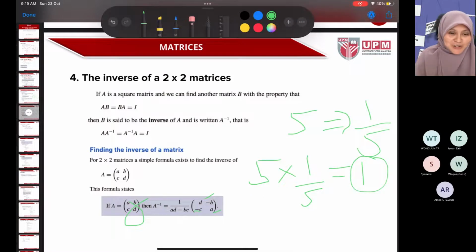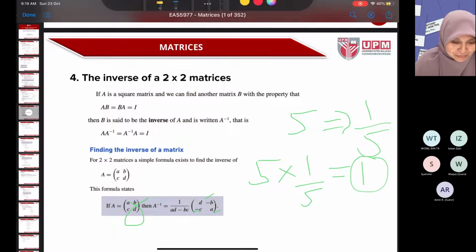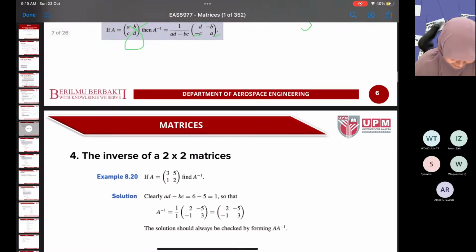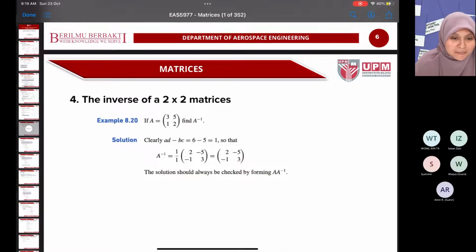You don't have any choice other than to remember the rules to calculate the inverse of a matrix. So this is the formula, and you have to remember the formula.